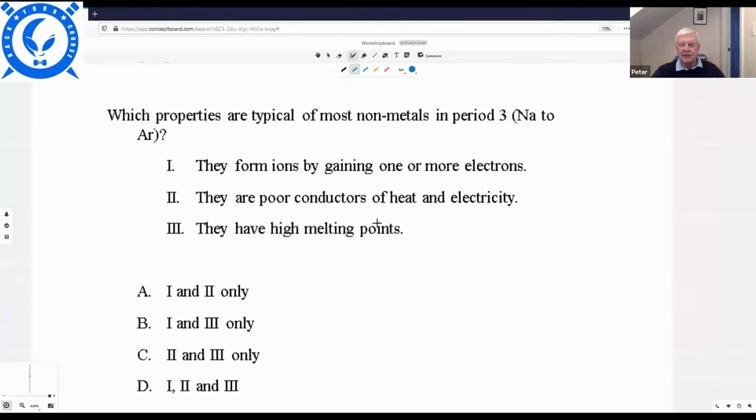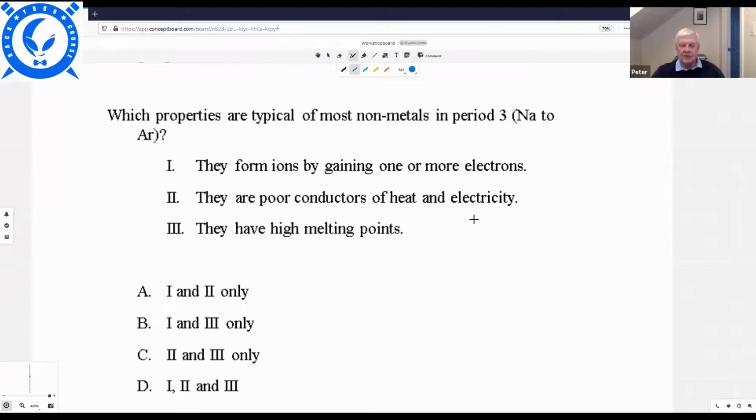They are poor conductors of heat and electricity. Remember, to be conductors of heat or electricity, you have to either have mobile electrons or mobile ions. Well, the non-metals sitting over there on the right-hand side have neither. So they are poor conductors of heat and electricity. Do they have high melting points? No, they do not, because as we'll see in the next topic, they like to form nice covalent bonds with intermolecular forces that are not all that strong.